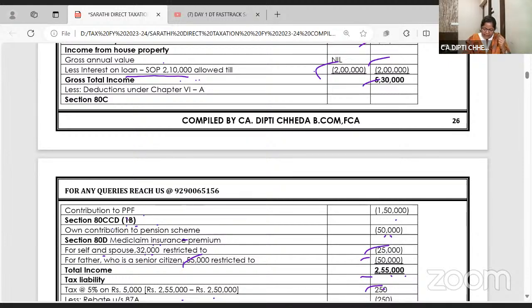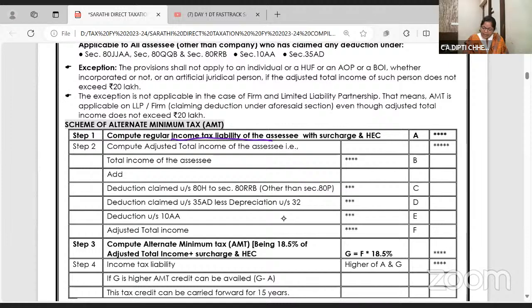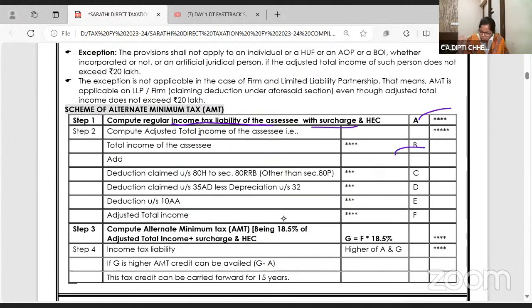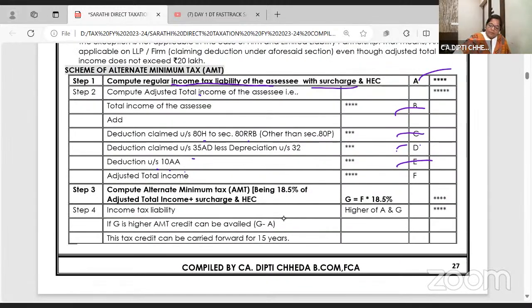Alternative minimum tax. It says that in your regular income, calculate the regular tax with surcharge, cess, all. Now, what is adjusted total income? In total income, add 80H to 80R, not 80CCD, all 80I series and all. Add back 35AD, but in 35AD, if you have claimed building and all capital expenditure, you are adding back the capital expenditure; depreciation will be allowed. Section 10AA deduction: in total income, the profit of the SEZ that you are deducting, add it back. Right? So add all this. What you are getting is the adjusted total income.